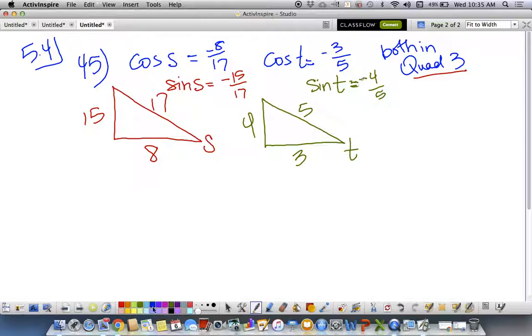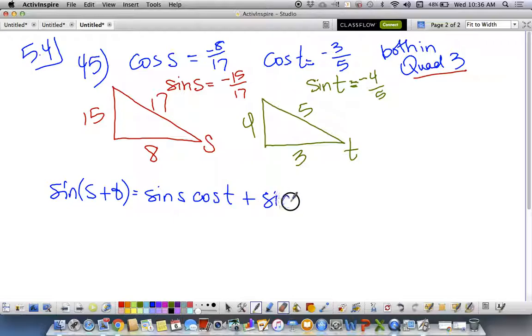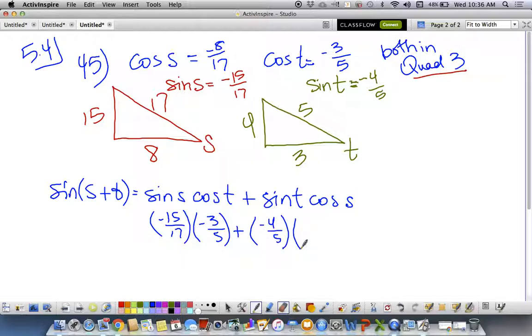So here we go. Let's write in different colors. So what is sine of S plus T? Okay, so I'm going to write the formula out. So I have sine S cosine T plus cosine T sine T... Yes. And now you simply plug in: sine S cosine T plus sine T cosine S.